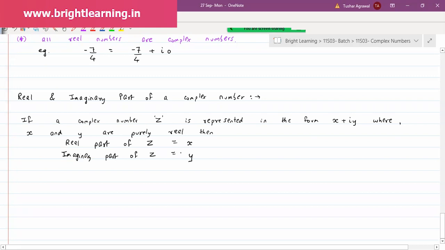Take note that the imaginary part is y, not I times y. Many students have this bad habit of saying the imaginary part is iy. No, iy is not the imaginary part. The imaginary part of a complex number is a real number. So for z equal to x plus I times y, this condition is important: x and y are purely real.